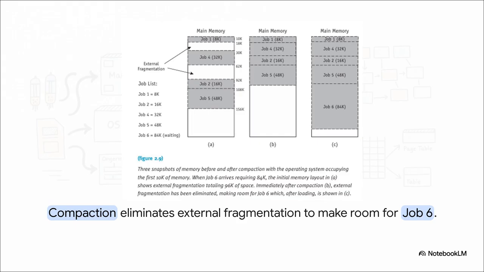Imagine a scenario where we have external fragmentation. There are empty gaps of unused memory, but none are big enough individually to hold a waiting job that needs, say, 84K of space. So the system takes action. It physically shoves all the busy blocks together. It compacts them, gathering all those empty gaps into one massive 96K block of clean, contiguous space. Now, that waiting job easily slides right in.